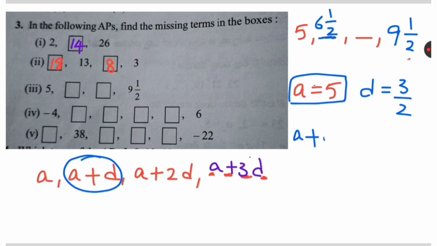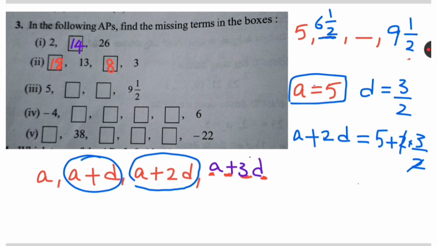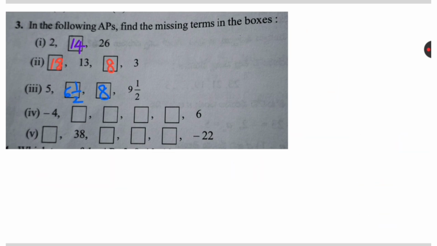Now let's find the third term. How does the third term look? It looks like a plus 2d. So just write a plus 2d. We need to find this third term. So a value is 5 plus 2 times d value, which is 3 by 2. Here the 2 gets cancelled. So that is equal to 5 plus 3, which gives 8. So the third term is 8. Let's see another question. In the fourth question, they gave the a value. The second term they didn't give.